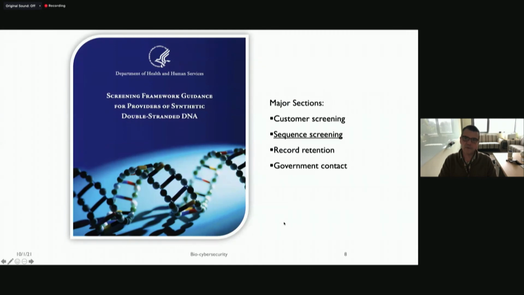At the same time, the government also paid attention and developed a document describing their recommendations about the screening of synthetic DNA orders. A draft was published in 2009, and a year later, the final guidance was published in 2010. It includes multiple sections such as customer screening, record retention, and relations with the government, but the sequence screening was the one that we particularly pay attention to. And this document is actually fairly similar to the one that was proposed by the industry.